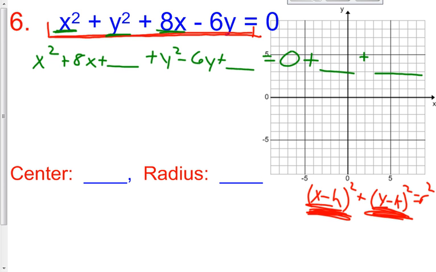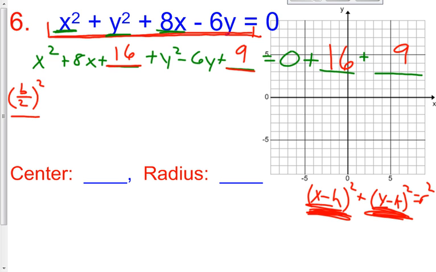All right, how do we get this number in the blank? The blank is b divided by 2 quantity squared. So 8 divided by 2 is 4, and 4 squared is 16. Same thing over here. B divided by 2 squared. A negative 6 divided by 2 is a negative 3. A negative 3 squared is 9. If I add 16 to the left, I got to add 16 to the right. If I add 9 to the left, I got to add 9 to the right.